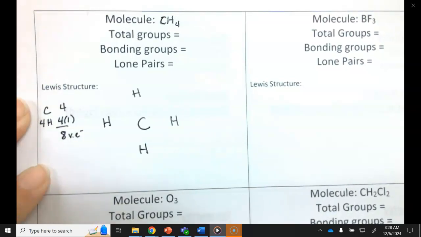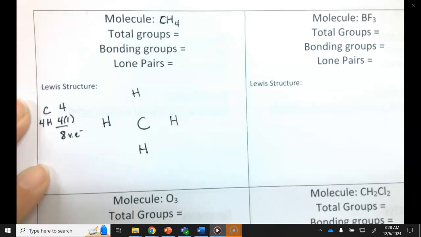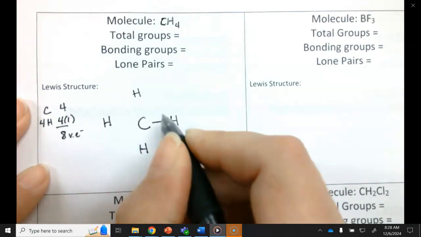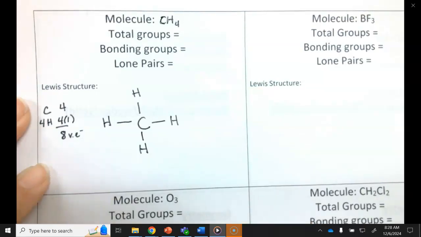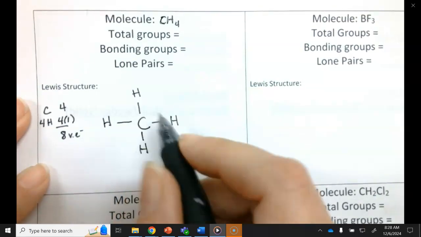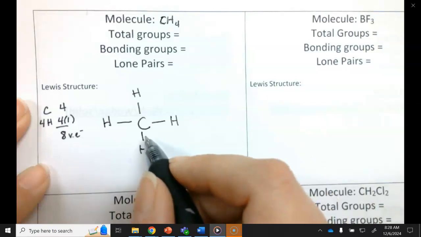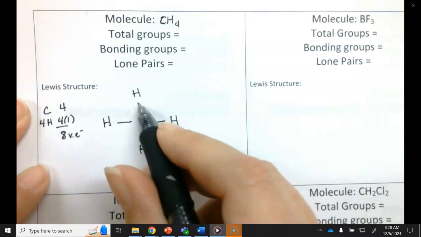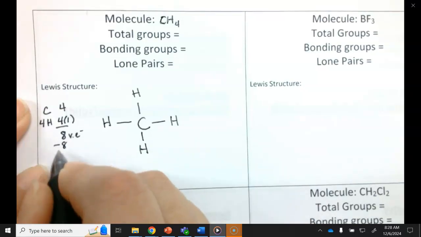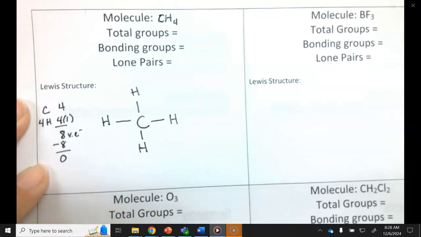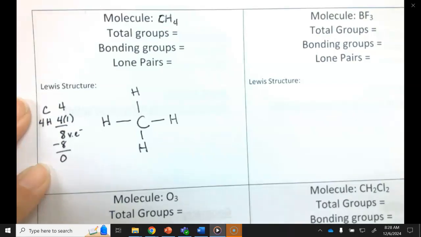So the next thing I need to do is connect all of the atoms to the center using a plain old single bond. So there's 1, 2, 3, 4 single bonds. That means since each bond is a pair of electrons, I have 2, 4, 6, 8 electrons in the structure, which means actually this is very simple and it is done.